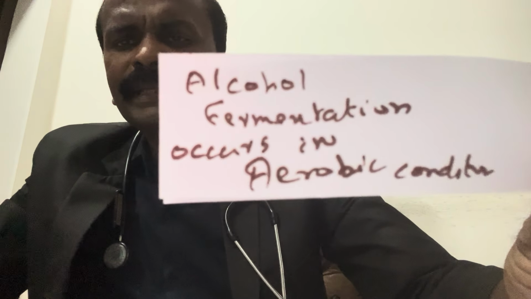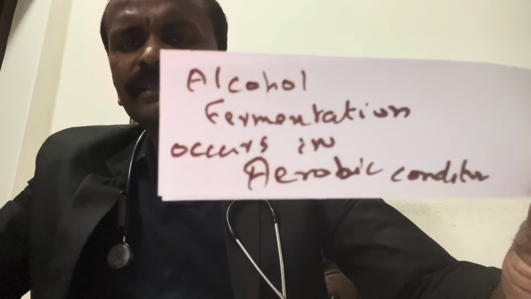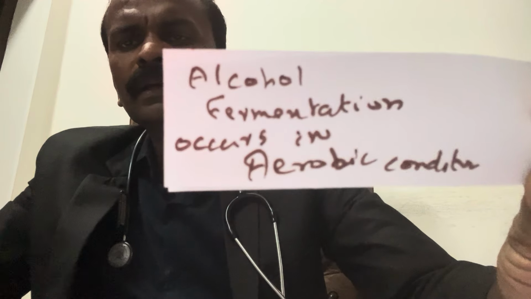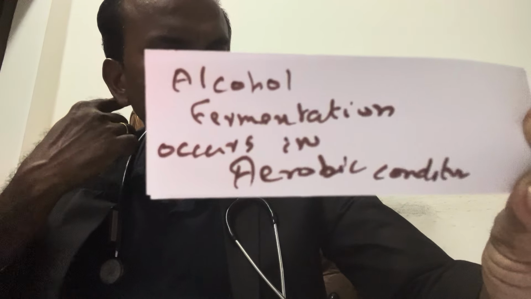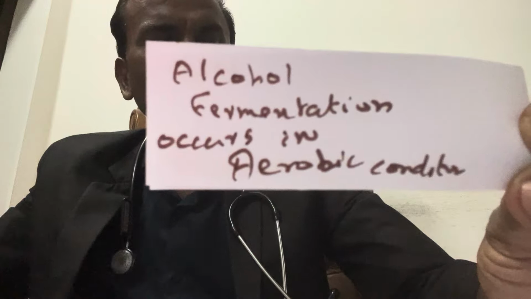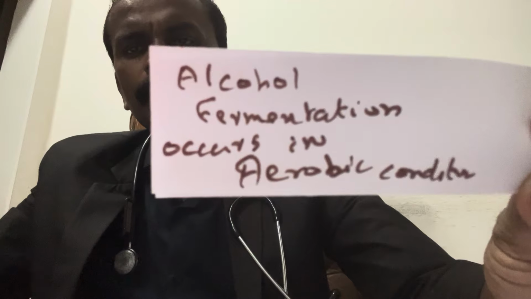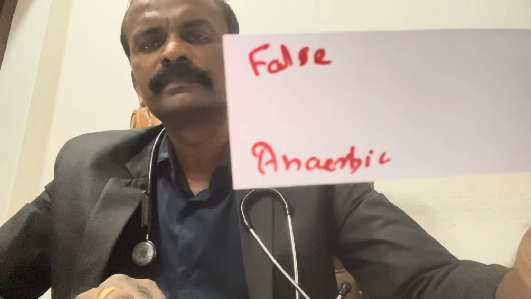Aerobic. Alcohol fermentation occurs in aerobic media. True or false? Alcohol fermentation occurs in aerobic condition. True or false? False. It occurs in anaerobic. Okay.